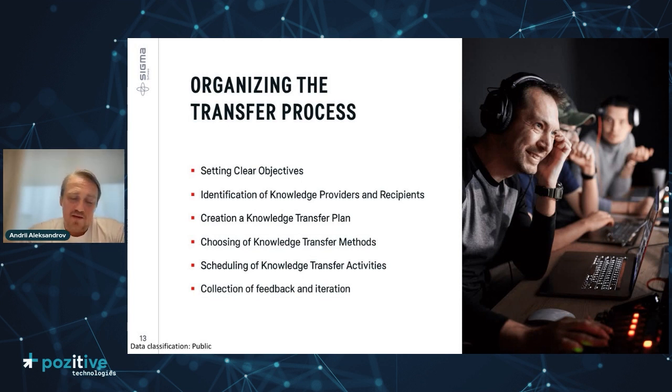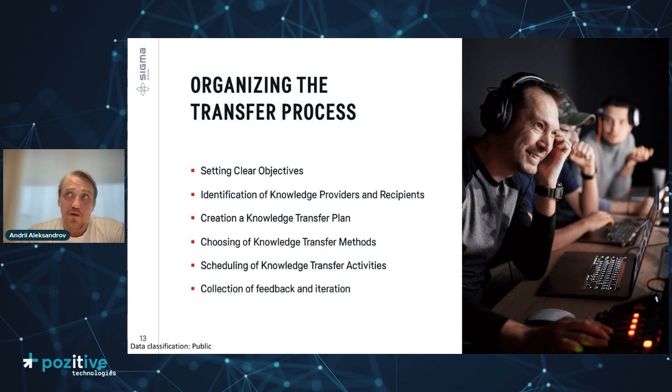So we understand the areas, we find the areas where we could transfer and share our knowledge, and it's time to organize all this stuff. First of all, we want to deal with all this in a pretty standard way. We need to set clear objectives for that knowledge transfer, which means we should clearly understand why we're doing such activities. We should identify knowledge providers and recipients, understanding who will give the information and who will receive it. We should create a knowledge transfer plan, which describes all the things in one place.